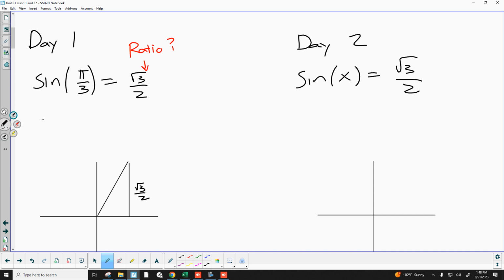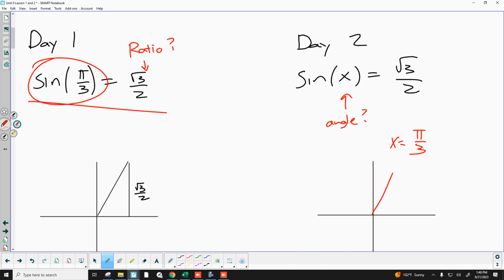Day two is we have the trig function, we have the ratio, but the question is, what is the angle? And we need to somehow reverse engineer our understanding here to get the answers to the angle. We need to get to the point where we know the sine of pi over 3 is root 3 over 2. We already kind of know that from this part. But we also need to know that the sine of 2 pi over 3 also produces a ratio of root 3 over 2. So we end up seeing that there could be two angles.